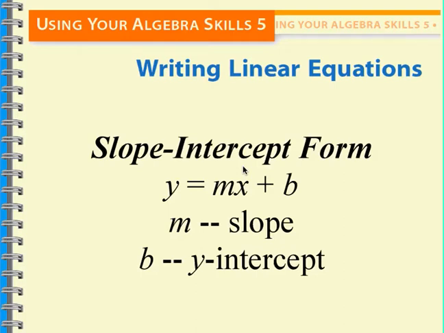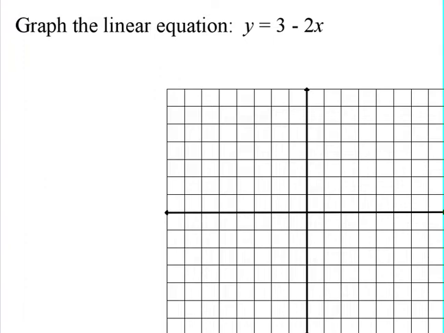Linear equations. And specifically, we're going to talk about the slope-intercept form of a linear equation. Slope-intercept form is y equals mx plus b. m is the slope, b is the y-intercept. So let's go ahead and see what this next slide says.